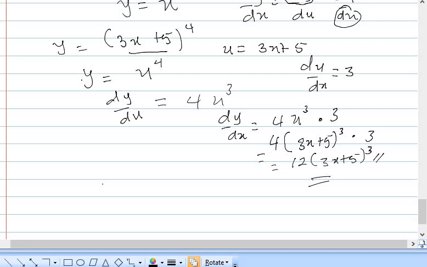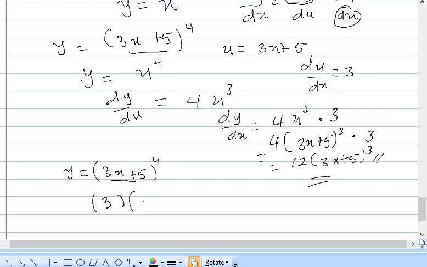So in general, the shortcut is very easy. If you have y is equal to 3x plus 5 raised to power 4, all you need to do is find the differential of the parentheses, whatever is inside the bracket. The differential of this is only 3, since the differential of a constant is 0. So the differential of the parentheses is 3.